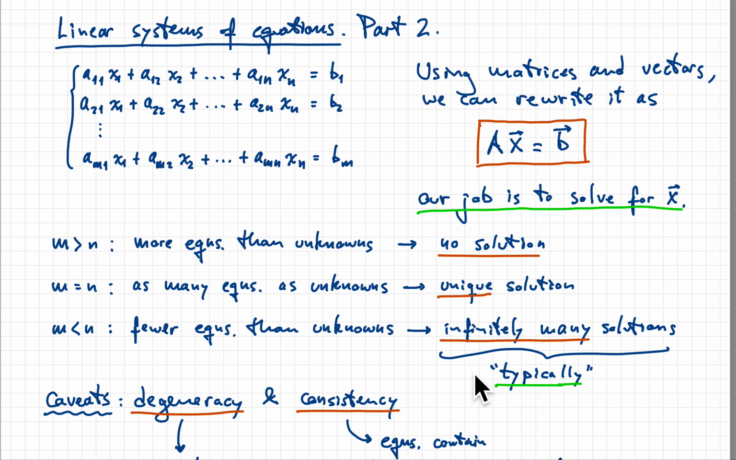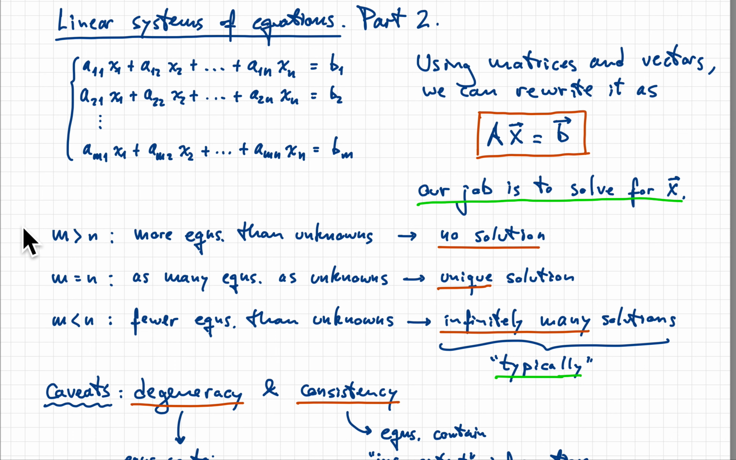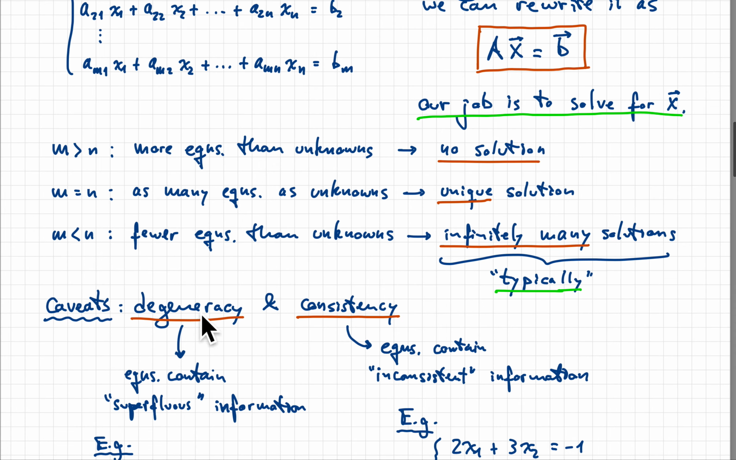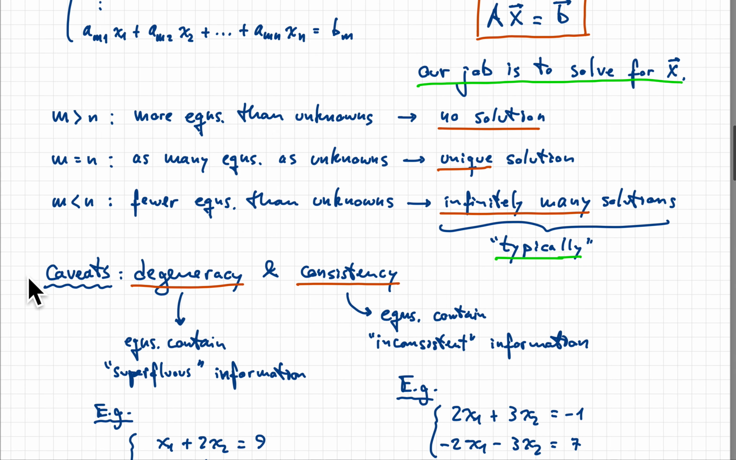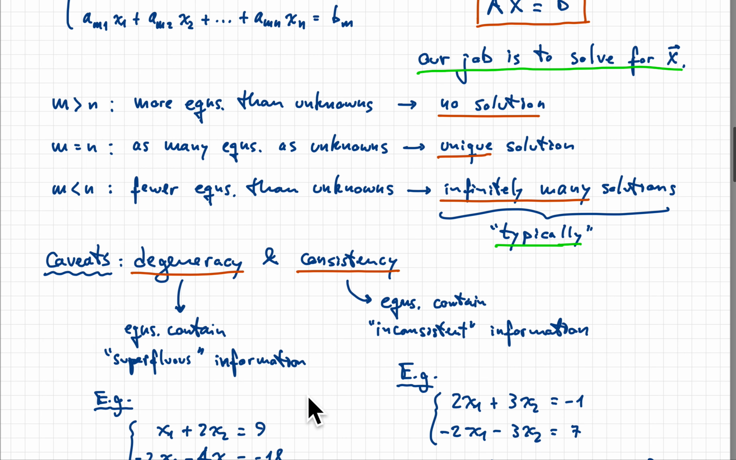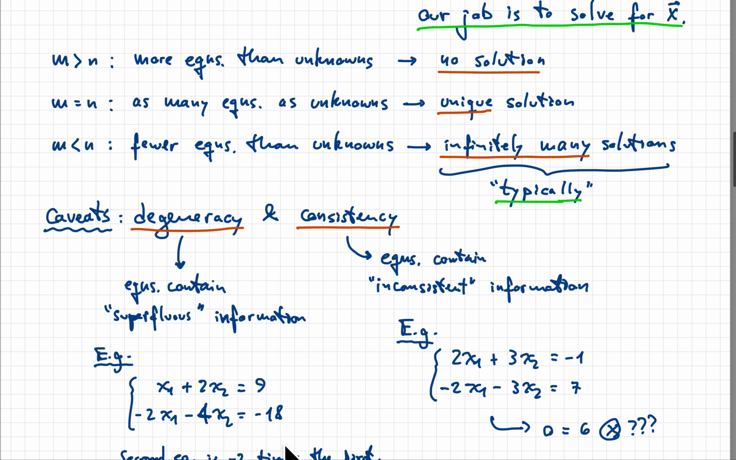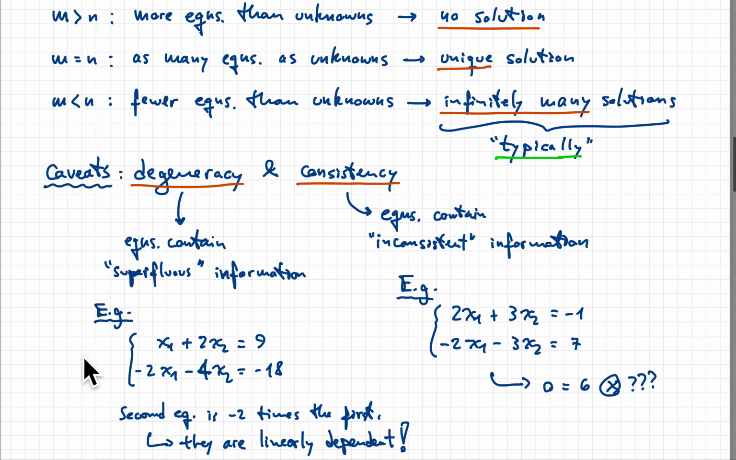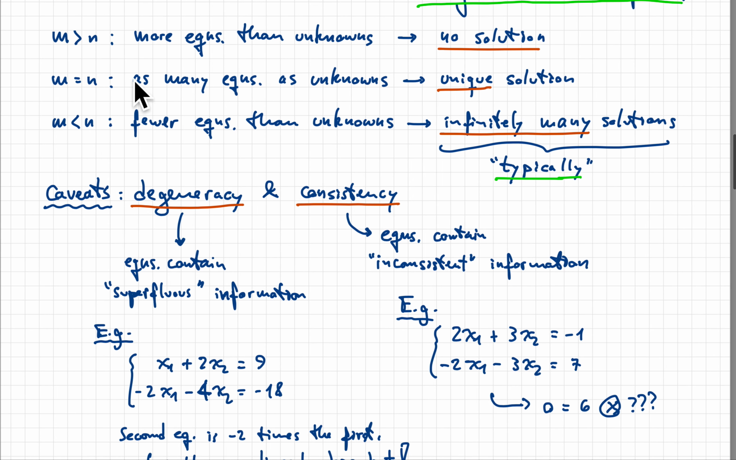Now, in all these cases, that is what will typically happen, but there are some caveats that we have to address where these things may be a little different. And those caveats go by the name of degeneracy and consistency. So degeneracy is something that we saw last time in part one, where equations contain superfluous information. So you may have a situation like this, for example, where you have two equations, and the two equations read x1 plus 2x2 equals 9, but then the second equation looks like this, minus 2x1 minus 4x2 equals minus 18. This second equation clearly is just multiplying the previous equation by minus 2 on both sides, and so it doesn't really tell you anything new. They're linearly dependent.